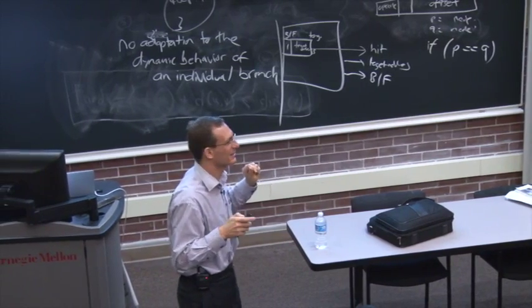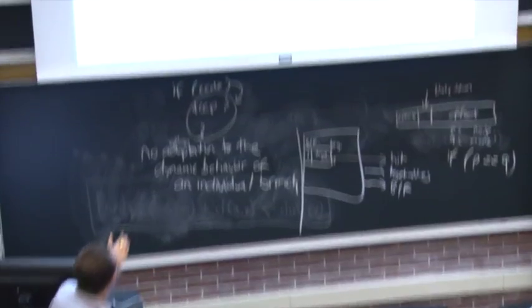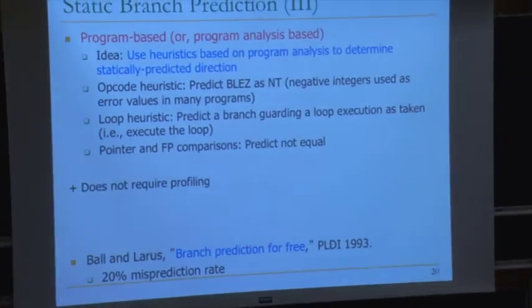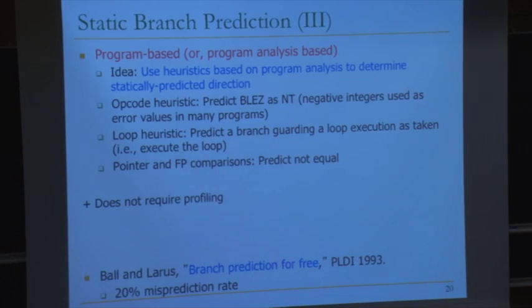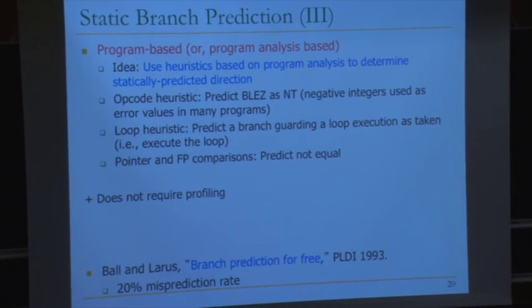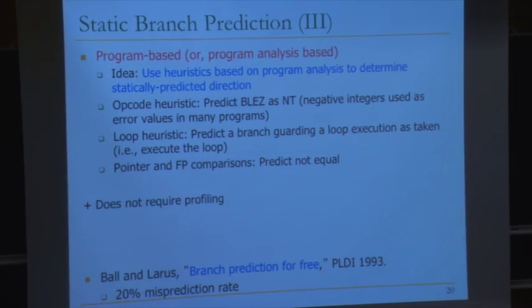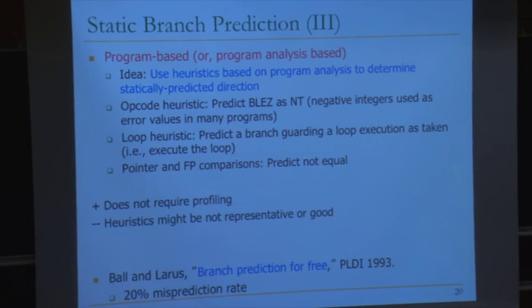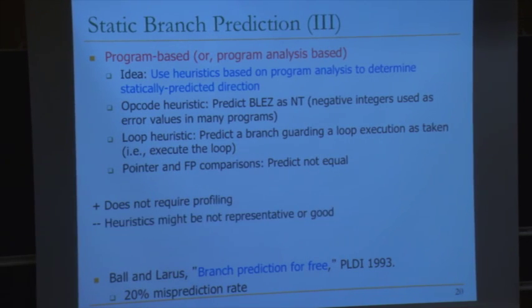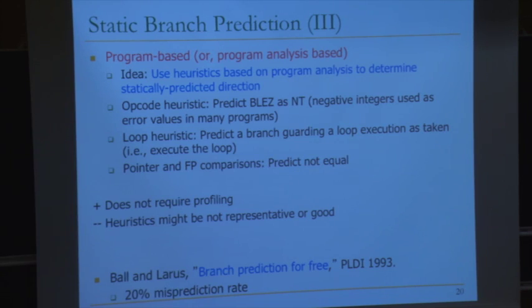Make sense? OK. So what is the advantage of this? Well, it obviously doesn't require profiling now, right? The compiler simply analyzes the code and figures out if this is a branch that's doing a pointer comparison. And that doesn't require profiling. The downside is heuristics might not be representative or good, right? This is always the case with heuristics.